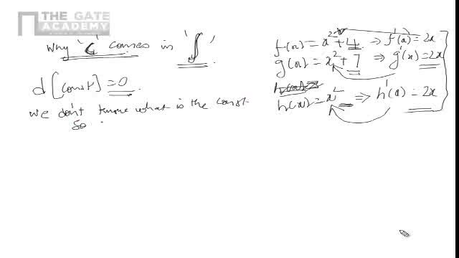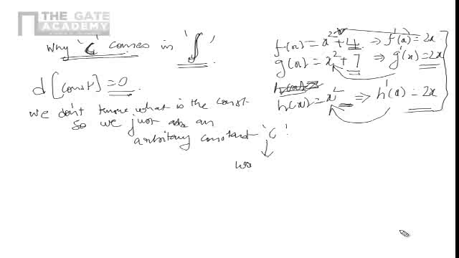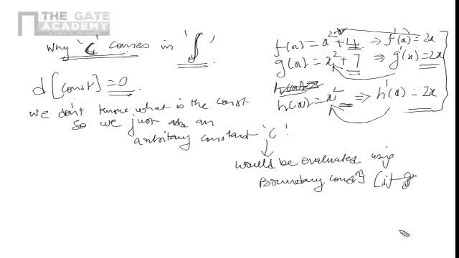So we just add an arbitrary constant called C, and this C would be evaluated using boundary conditions if present. If given, okay, if boundary conditions are not there, you need not worry about this. Okay, fine.